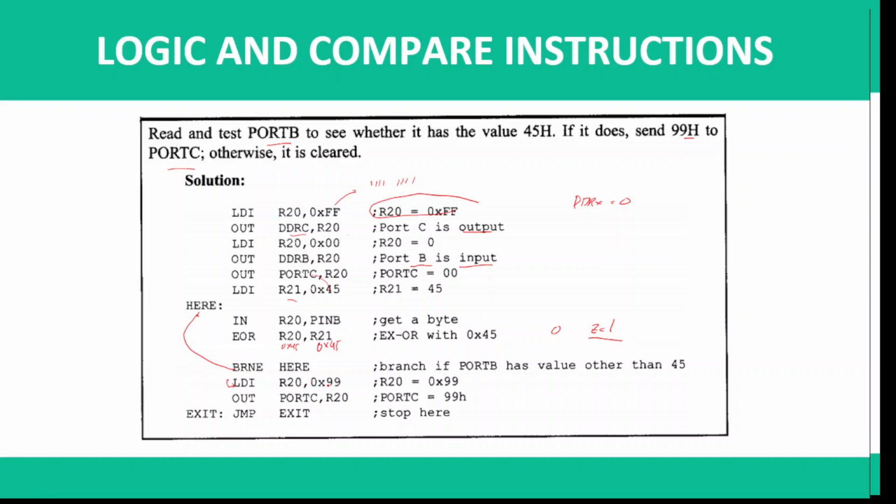We load 0x99 in R20, and this R20 now has a value of 0x99 and will output to port C as 99H, as directed by this instruction: if the value at our input port B is 45H, then we give an output of 99H. Otherwise, we'll have a cleared value. So that is the use of our exclusive OR.